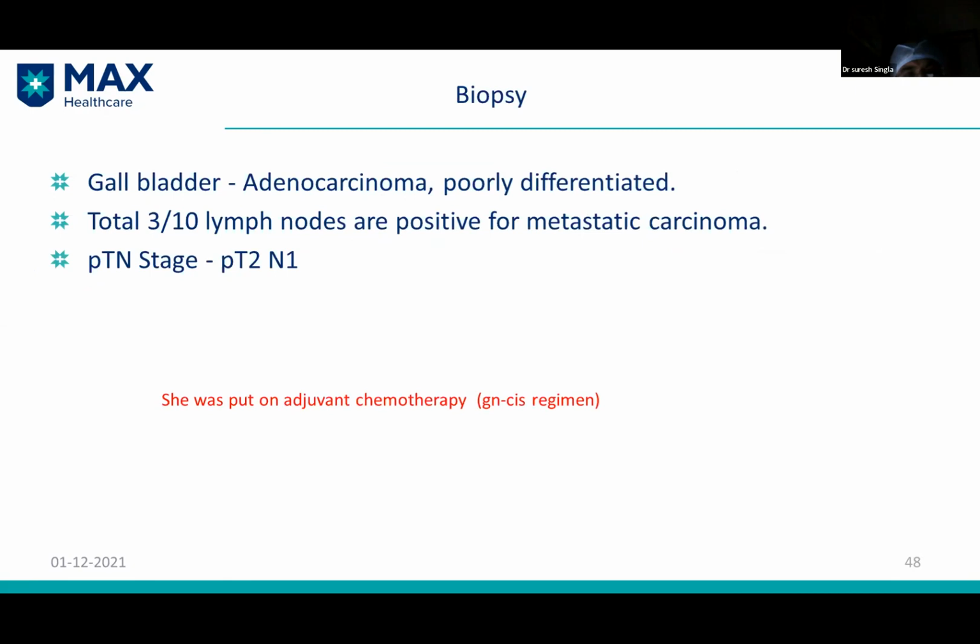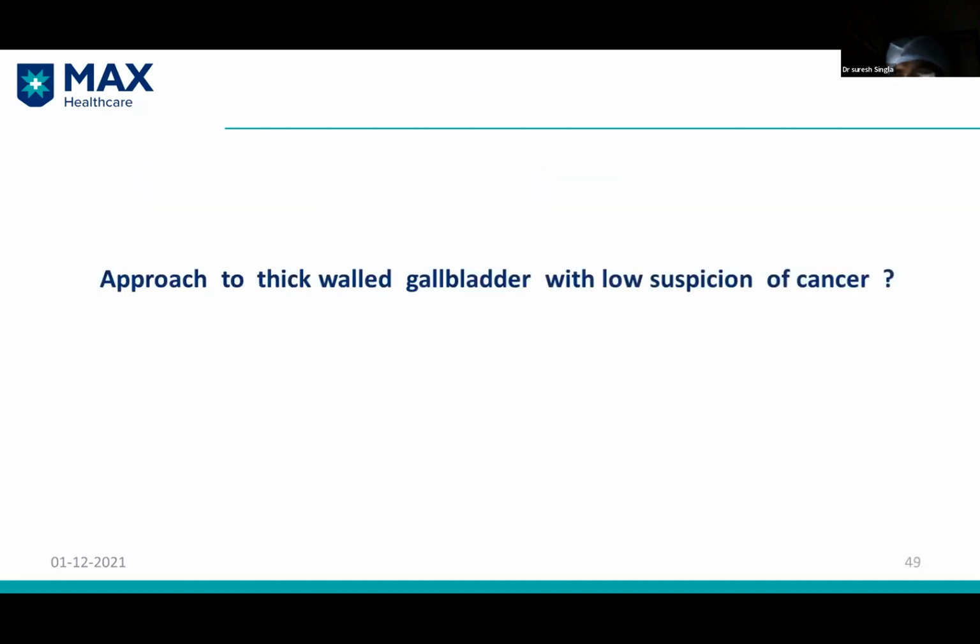So I'm just coming back to this case. We have done the standard radical cholecystectomy, and the final biopsy is adenocarcinoma that is poorly differentiated, and 3 out of 10 lymph nodes are positive for carcinoma, and the final stage is pT2N1. We have taken this patient for adjuvant chemotherapy, and our medical oncologists have given a GEM-CIS regimen. So I'm not going into detail of the adjuvant chemotherapy.